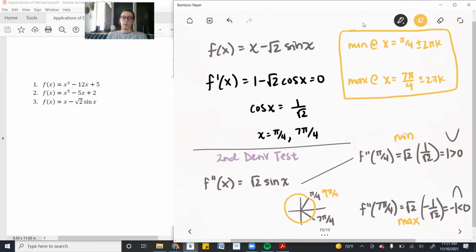All right, so this is just, you know, the same problems that we did, but now you can see another way to find and label extrema.